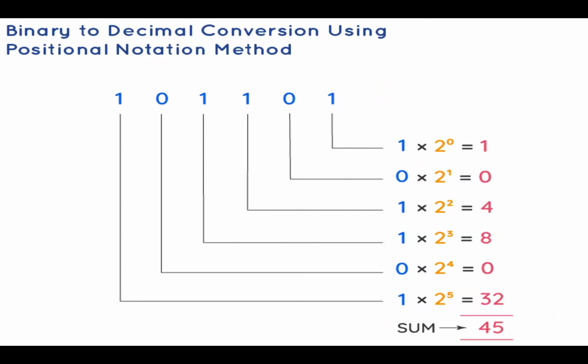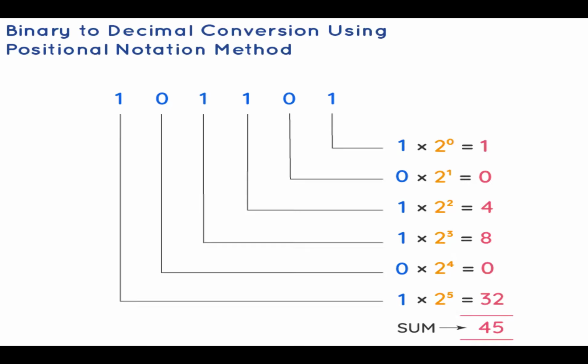Okay, let's see another example from binary to decimal. We have 101101. We always start from the rightmost, yes? So the rightmost is 1. 1 times 2 power 0 equal 1. 0 times 2 power 1 equal 0. 1 times 2 squared equal 4. 1 times 2 cubed equal 8. 0 times 2 power 4 equal 0. 1 times 2 power 5 equal 32.